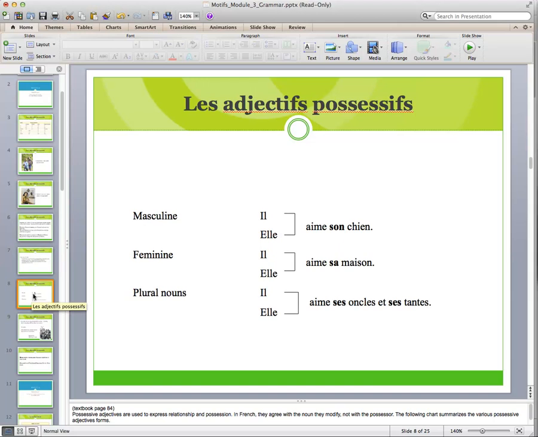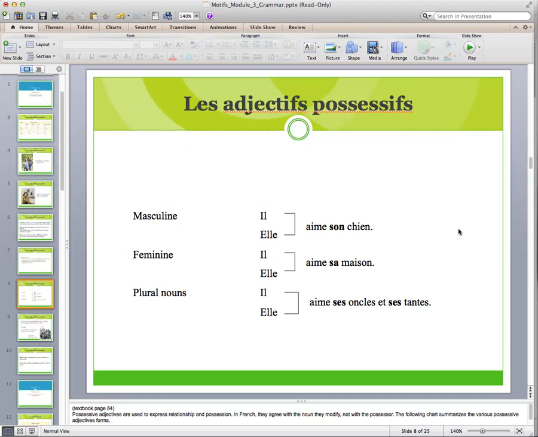So, the masculine form here is for chien. Il aime son chien. He likes his dog. But elle aime son chien. She likes her dog. The dog is what's masculine. So the adjective is masculine as well.